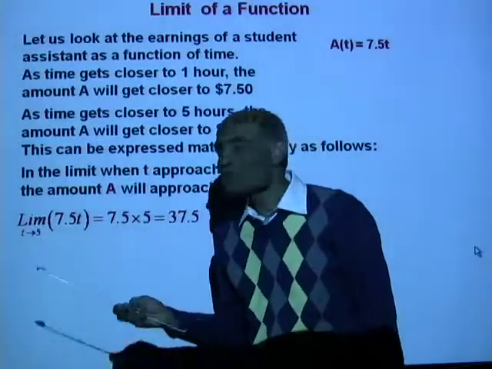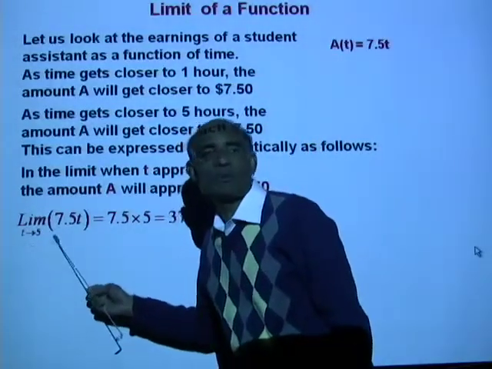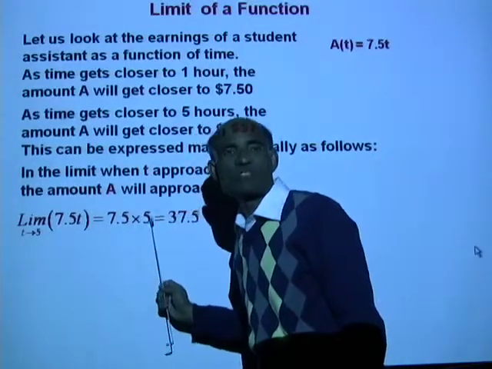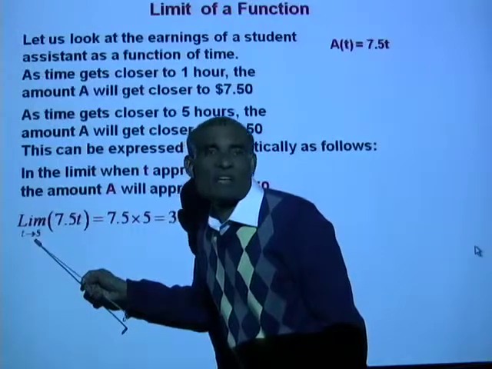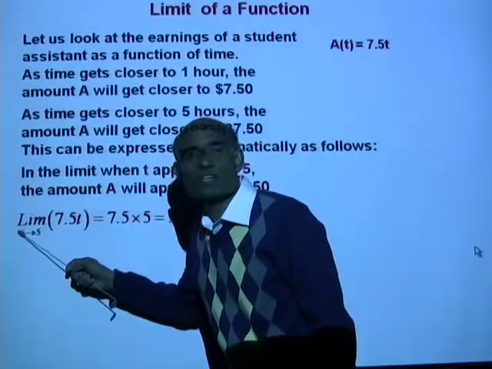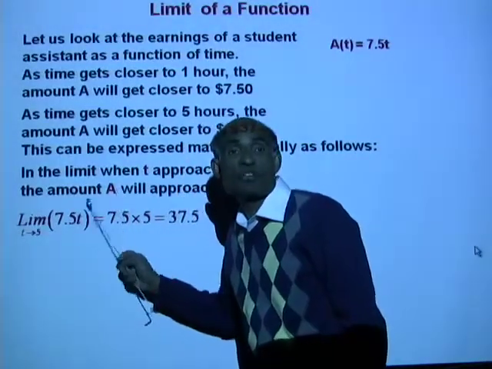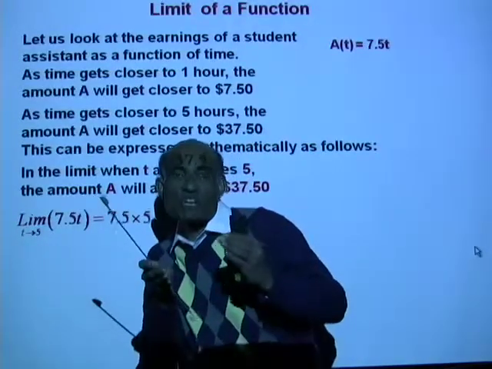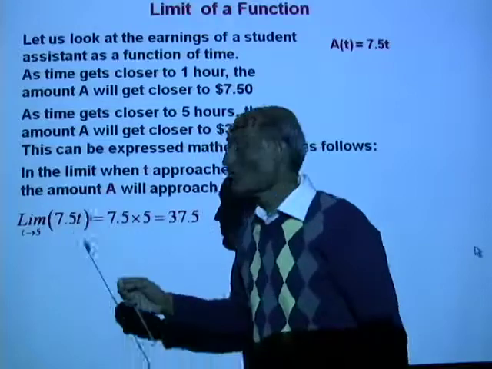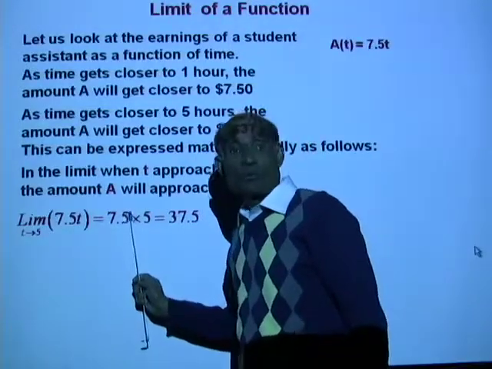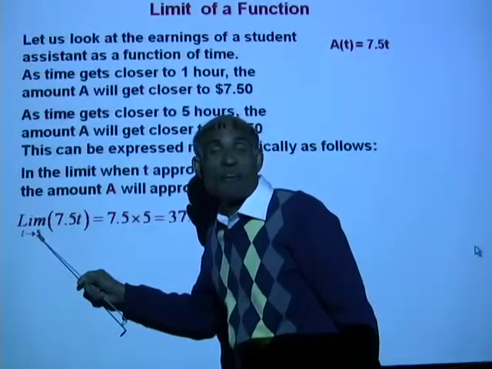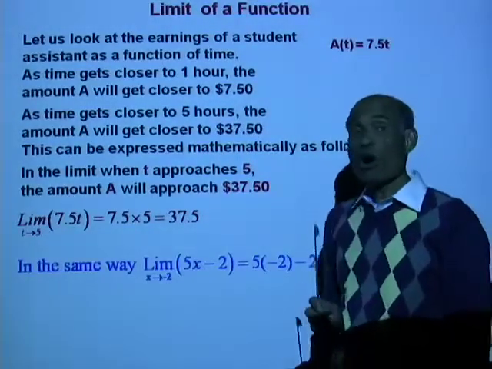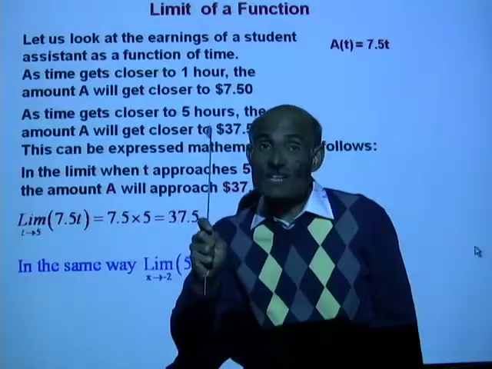So what did we do to find the limiting value of this function? Well, all we did is replace t with that limiting value. We wanted to find the output of the function in the limit when t approaches 5, as t gets closer and closer to 5. All we need to do is replace t in the function by that value. Now, this is possible only if the function is continuous, keep in mind.